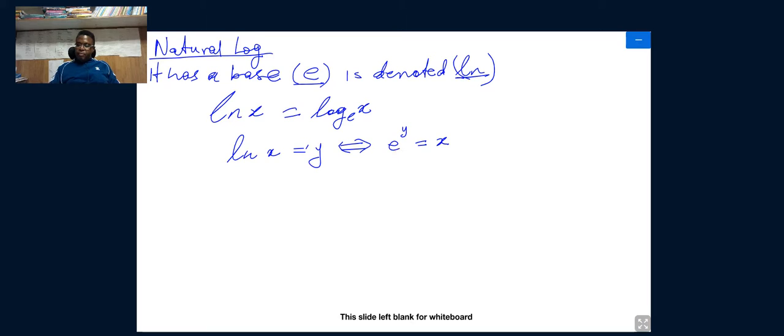If this base was not e, we could be having a log with a base of something in this format. So these things are the same. They almost work the same way. The log and the ln, the natural log, they behave the same way. Let us do the properties of natural logs.